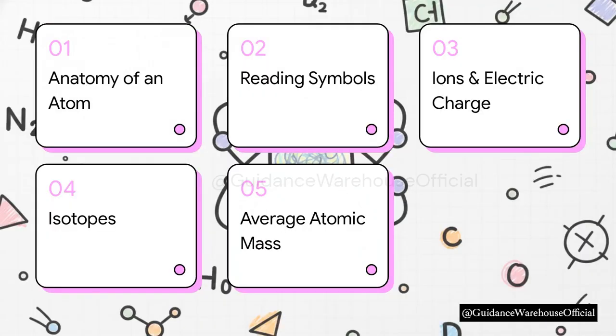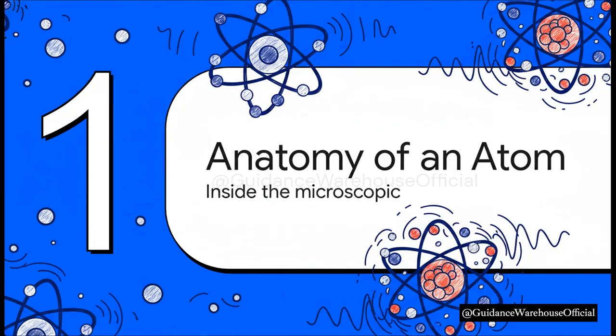We've got a fantastic roadmap for today. We're going to cover the anatomy of an atom, reading chemical symbols, ions and electric charge, isotopes, and finally, calculating average atomic mass. All right, let's start with Section 1, the anatomy of an atom.